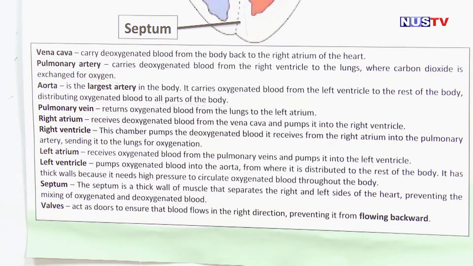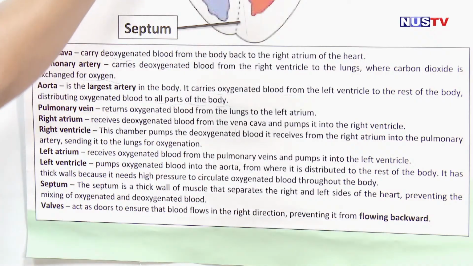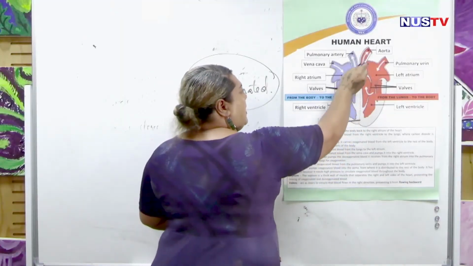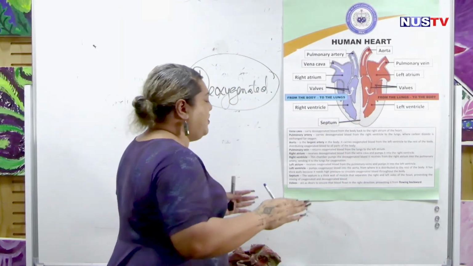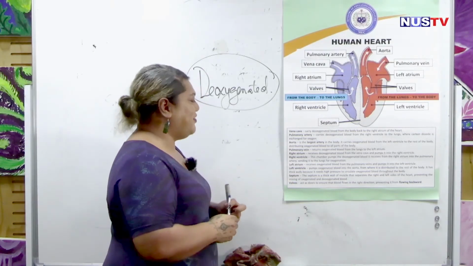The pulmonary vein returns oxygenated blood from the lungs. Like I've mentioned, blood from the body goes up the pulmonary artery to the lungs. In the lungs there is gas exchange, where the deoxygenated blood picks up oxygen. Then it comes back through the pulmonary vein to the aorta, and the aorta distributes this oxygenated blood to all different parts of the body.